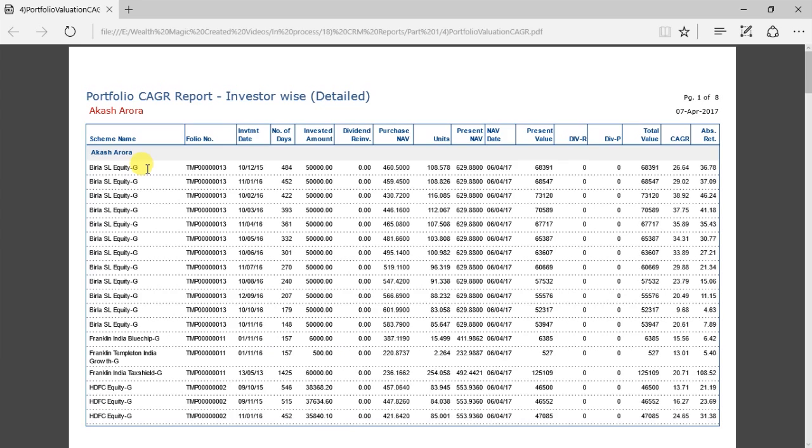Friends, as you notice, in a particular folio, there are multiple transactions. Now, this is the first transaction of 2015 of rupees 50,000 and it shows what is the return. Similarly, it shows the return for each transaction. Every investment will have a different time horizon, holding period and returns accordingly. So this is a more detailed report than portfolio valuation summary. In the summary report, you had one folio, one row. Here you have one folio and multiple rows because it is a more detailed report.